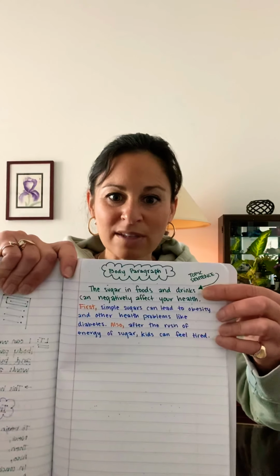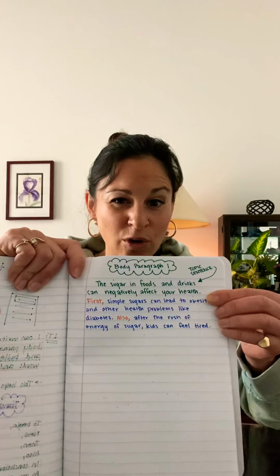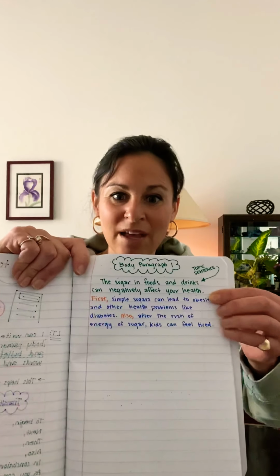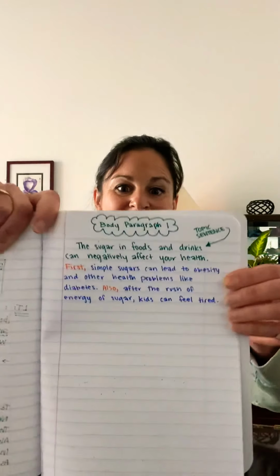You're gonna notice my reason is my topic sentence. I made sure to indent. I put my transition word or phrase and my detail, and then my second transition word or phrase and my second detail. Looks like this.